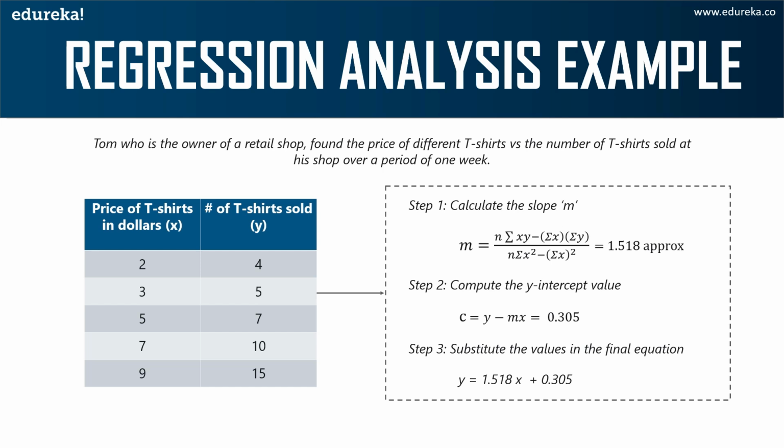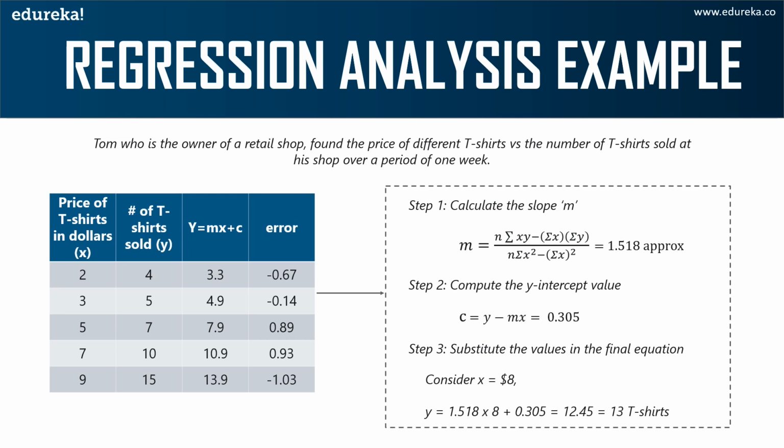Okay, now let's say that what Tom can do is use this equation to estimate how many t-shirts of, let's say, price $8 can he sell at the retail shop. Let's say your x value is $8. So if you substitute x as 8, you should get an answer of around 12.45, which is basically 13 t-shirts. So if you start selling a new t-shirt which costs $8, then he'll sell around 13 of those t-shirts, right, which is pretty profitable. So that's how you can predict new values by using linear regression.